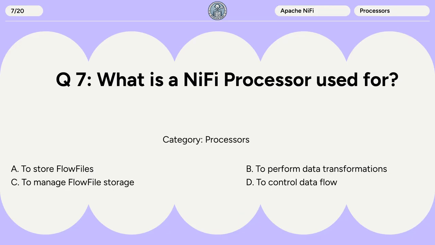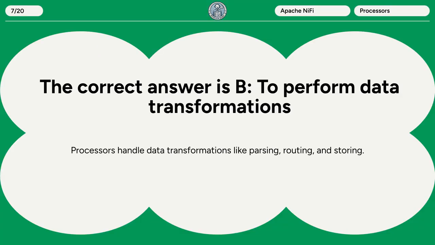Question 7. What is a NiFi processor used for? A. To store flow files. B. To perform data transformations. C. To manage flow file storage. D. To control data flow. The correct answer is B. To perform data transformations. Processors handle data transformations like parsing, routing, and storing.